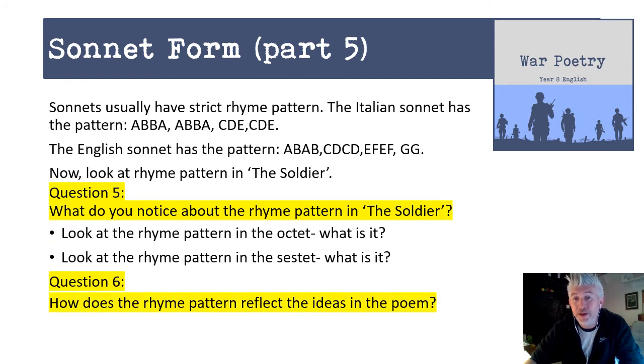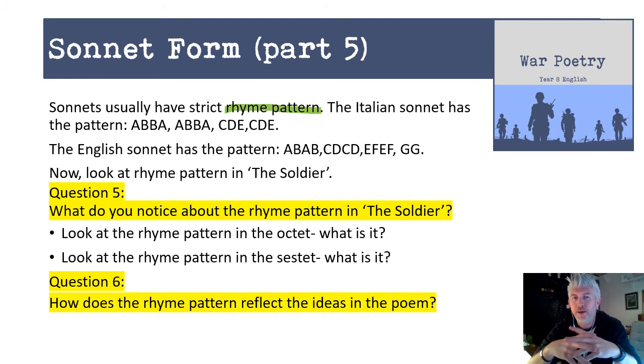Right, part 5. There are 2 questions on this slide. We'll come to that in a moment though. This one is about the rhyme pattern. So this slide is all about rhyme. Sonnets usually have a strict rhyme pattern. The Italian sonnet has a pattern ABBA, ABBA, CDE, CDA. And the English sonnet, which is the other type of sonnet, so there are only 2 types of sonnet that we ever look at, Italian and English, has the pattern ABAB, CDCD, EFEF, and GG.